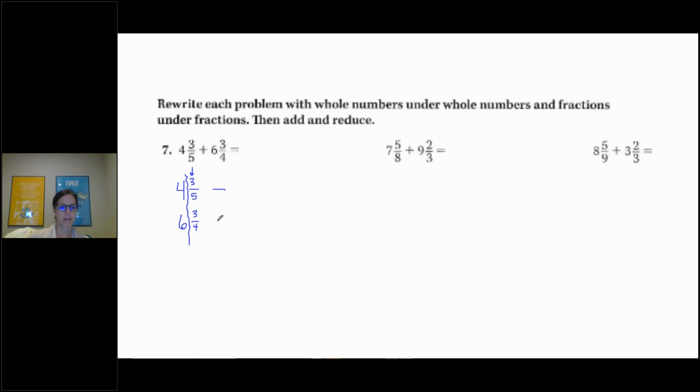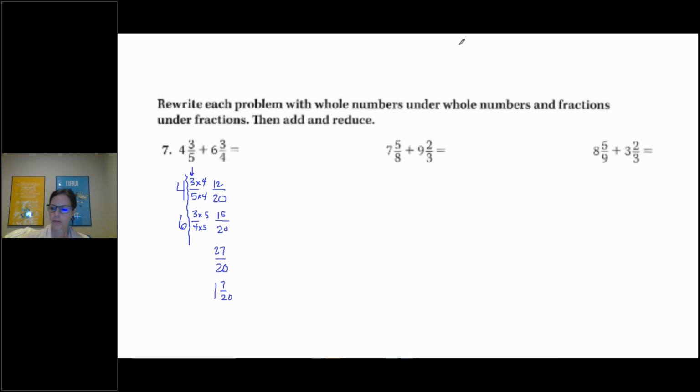So what's your denominator? It will be 20. You got it. And what's your top numerator? 12. Yes. And 15. Yep. You're faster than I can write. You're awesome. And then add these down. 27 over 20. But now rewrite that as a mixed number. 1 and 7 over 20.